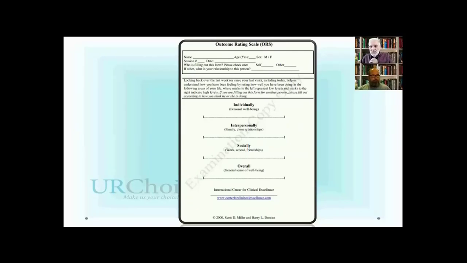Looking back over the last week, including today, help me understand how you have been feeling by rating how well you have done in the following areas of your life, where marks to the left represent low levels and marks to the right indicate high levels. Now, you're going to be giving me a number, and I'll record that, so you don't have to worry about marking it because we're viewing it here on screen. The 4 items will start with the individually.